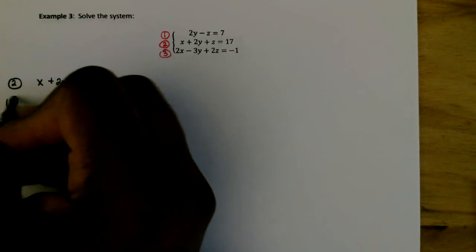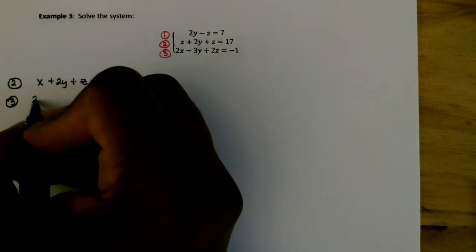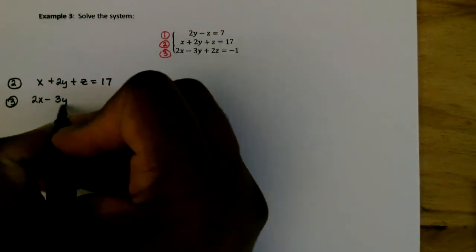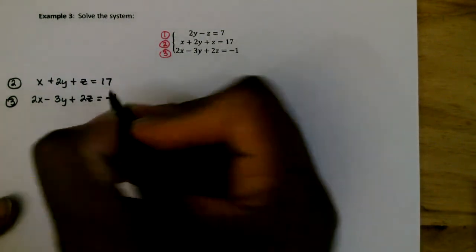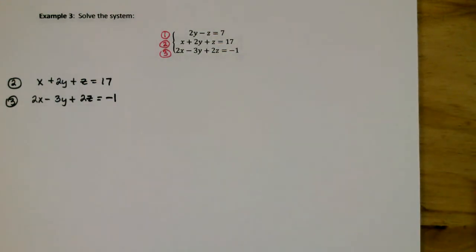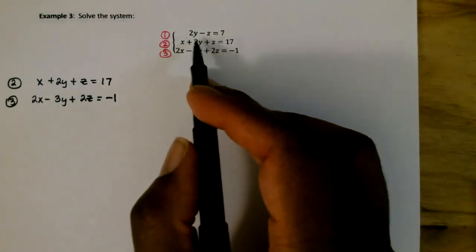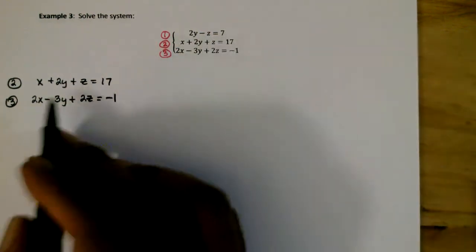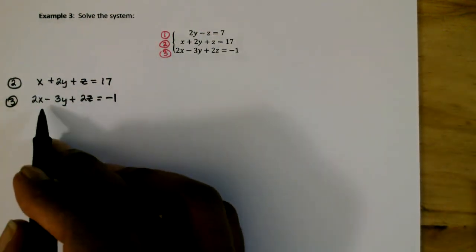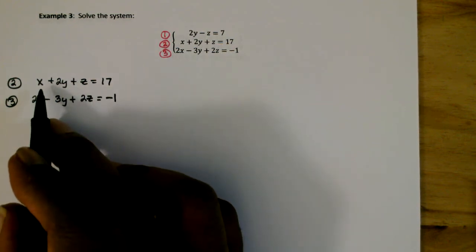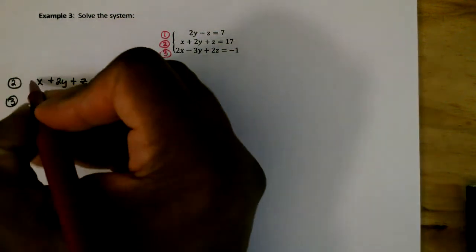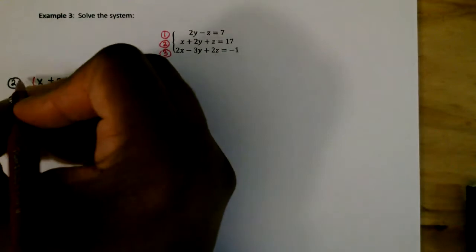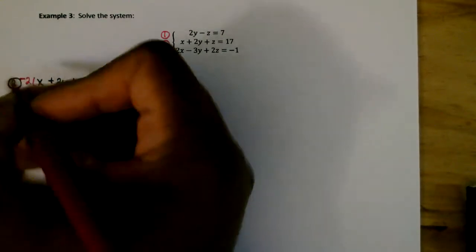The third equation is 2x minus 3y plus 2z equals -1. Okay. Since that first equation is in terms of y and z, let's eliminate the x in equations 2 and 3. Well, I got a 2x right here, but I want to make that x -2x. To do that, I need to multiply the top equation, equation 2, by -2.